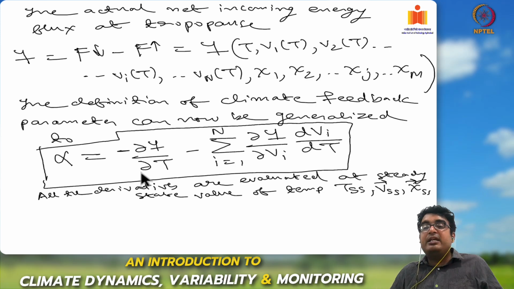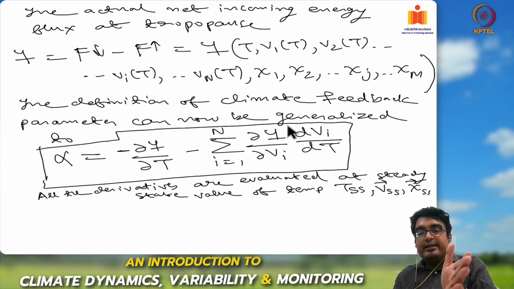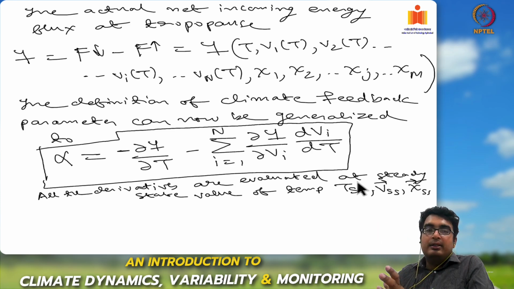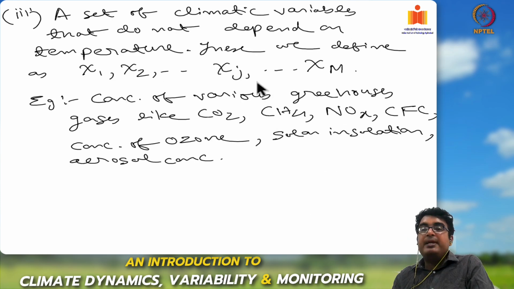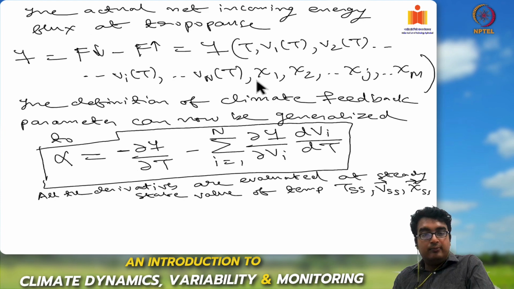And all of these derivatives are evaluated at the steady state values of temperature, VSS and XSS. So as we remember, del F del T at XSS, right? Similarly, del F del Vi at XSS. So these X values are being held constant. Okay.